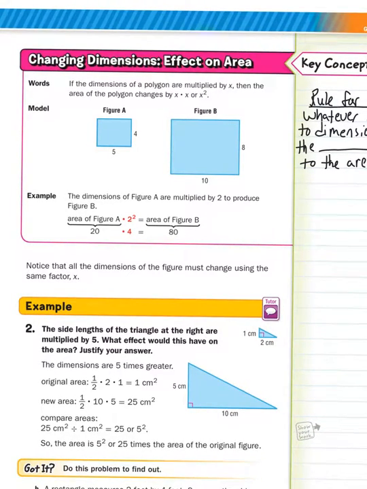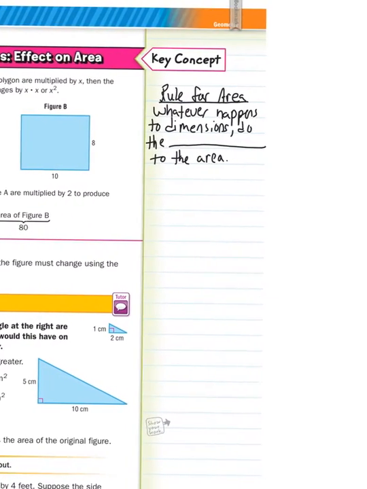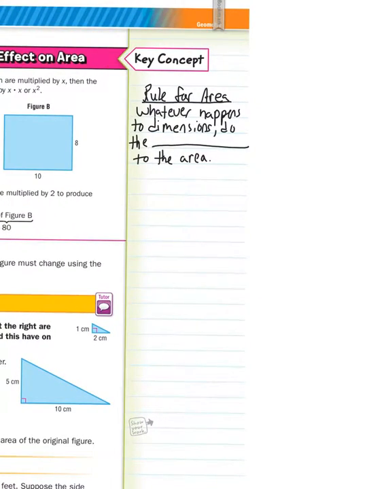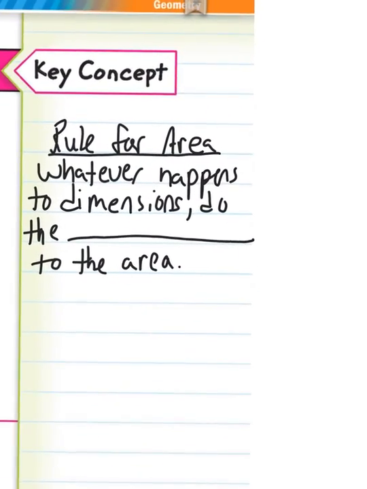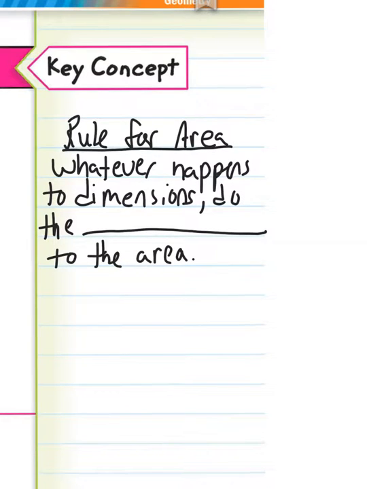So first off, in book words, if the dimensions of a polygon are multiplied by x, then the area of the polygon changes by x squared. Okay? Now, I'm going to have you write down the rule over here. Remember, you can pause the video in a second, but let me talk about it first. So here's what it says. Whatever happens to the dimensions, do the blank to the area. Now, it's not like perimeter. We're not going to do the same exact thing. It's almost, but one little thing's different. So here's what I want you to write down. Whatever happens to dimensions, you do the same thing squared.